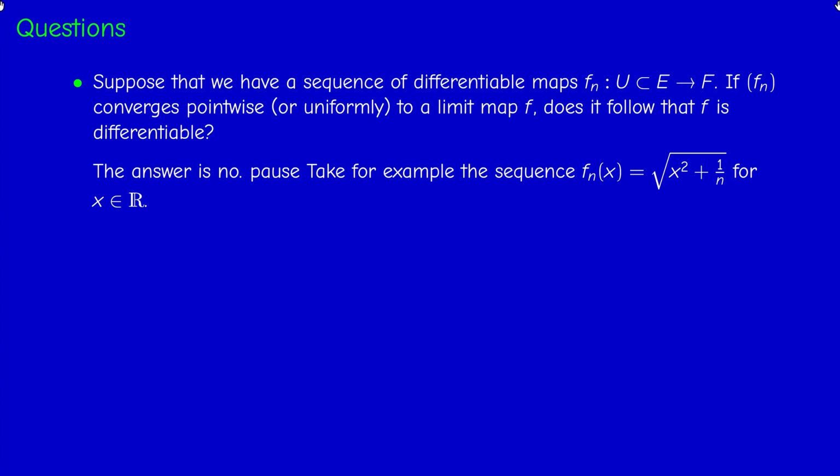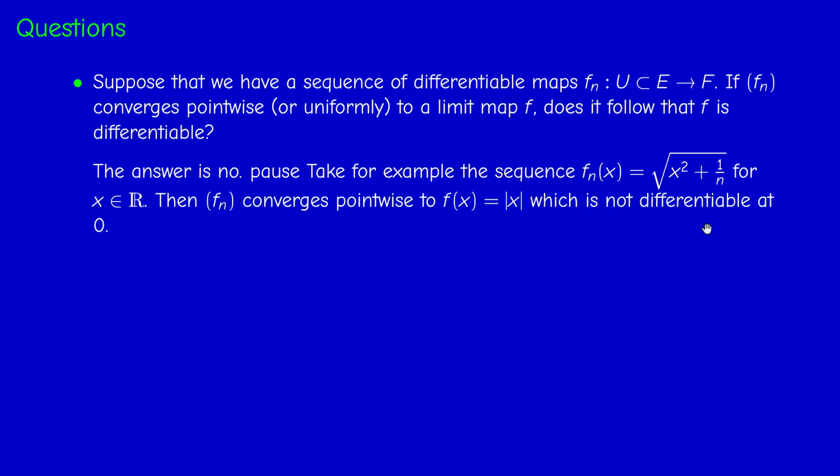Why? This is an example. If you consider the sequence of functions defined from R to R, given by Fn of x equal radical of x squared plus 1 over n, then of course this is a sequence of differentiable maps because it's a composition of differentiable maps and the argument is not zero, since the radical is not differentiable at 0. Okay, so Fn is differentiable and Fn converges pointwise to the absolute value as n tends to infinity. This is the radical of x squared, which is absolute x. And this is not differentiable.